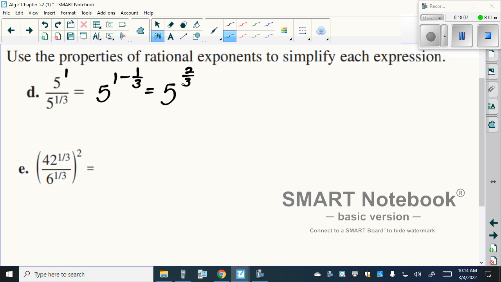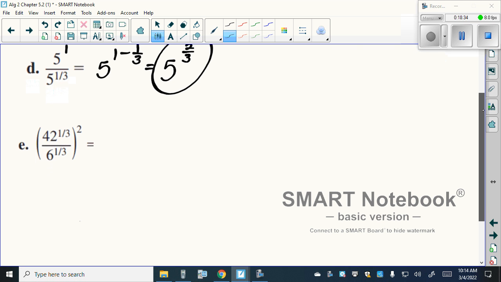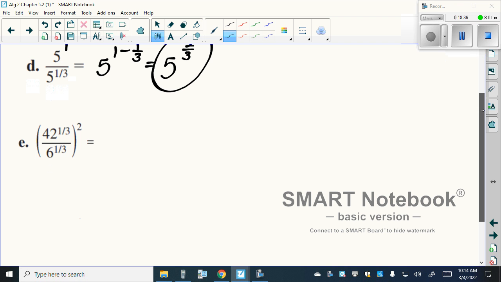Now looking at this here, 2/3 is as simplified as we get. And there's nothing else going on here, so 5 to the 2/3 is our final answer. And again, we can't take 2/3 of 5, 5's prime, so it would give us a decimal if we tried to plug this into the calculator. Any questions on this here? Okay. We good with everything so far? Yes?